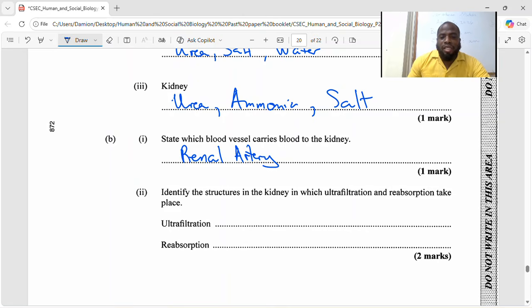Identify the structures in the kidney in which ultrafiltration and reabsorption takes place. So ultrafiltration, we're talking about the Bowman's capsule, the glomerulus.